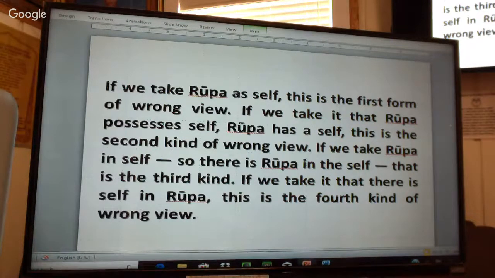And then if we take it that rupa possesses a soul, or feeling, vedana, possesses a soul, or sanya, perception, possesses a soul, or consciousness possesses a soul. So the meaning is that rupa or feeling or perception or mental formation or consciousness has a soul. This is the second kind of wrong view.